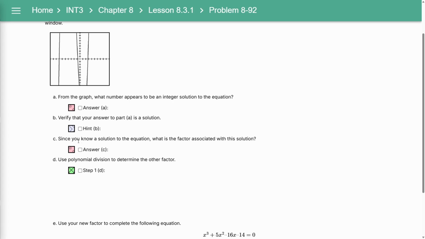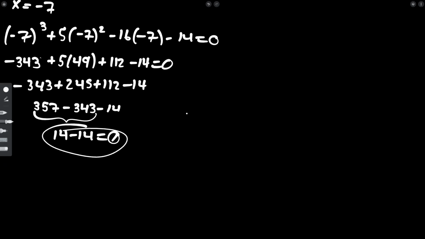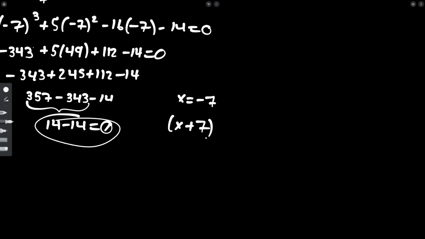Now part C. Since you know a solution to the equation, what is the factor associated with this solution? When it asks for the factor, it basically says if you know that x equals negative 7, what do you need to put into the factored form to get the answer? So that would be x plus 7. It'd be x plus 7 times x plus whatever it was, and then x plus whatever it was, because there's 3 solutions here, but x plus 7 is one of them. So your answer here is x plus 7.